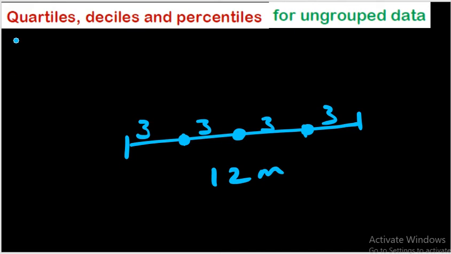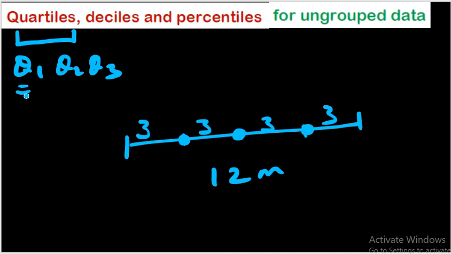But first of all, the data has to be arranged in ascending order from lowest to largest. Then the 3 quartiles will be Q1, Q2 and Q3. Q1 represents the first 25% of the data, and Q2 is the same as the median or 50% of the data, and Q3 will be the first 75% of the data, which is the upper quartile. Q1 is the lower quartile, Q3 is the upper quartile.